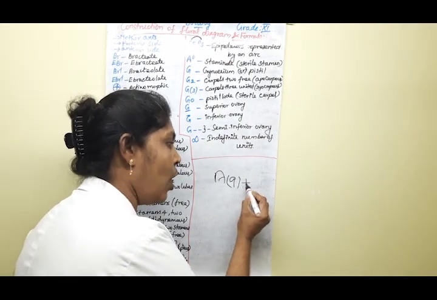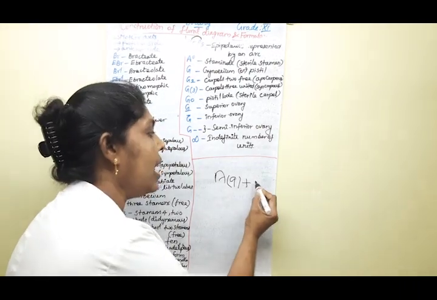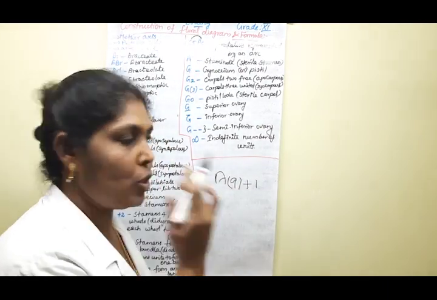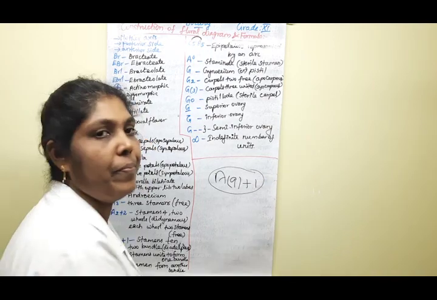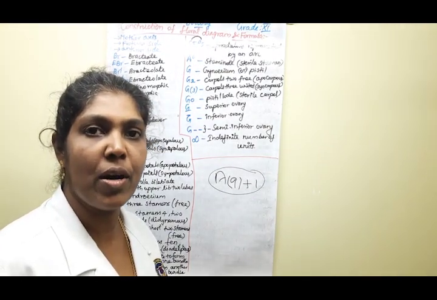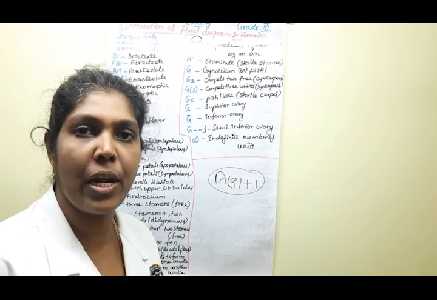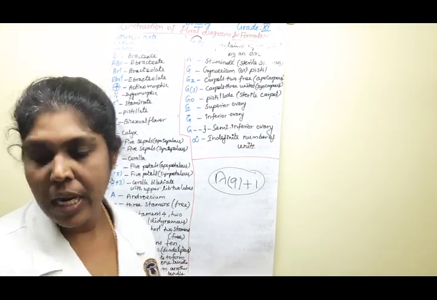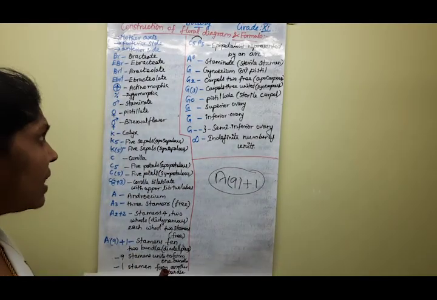Then additionally, one more stamen is also present. So you have to write it in this form. Understood, children? How to write? This is the floral formula. They are representing the 2 bundles of stamens. Yes, good. Next one.